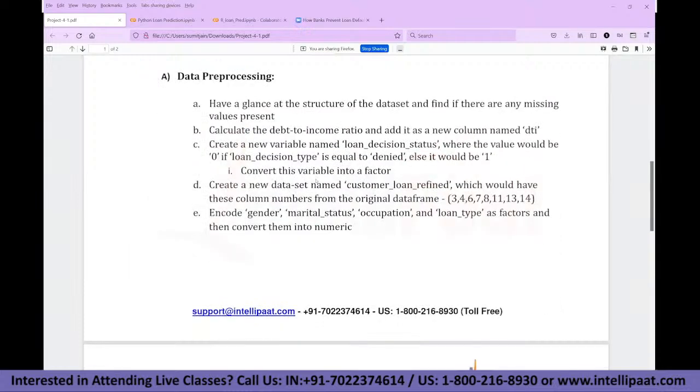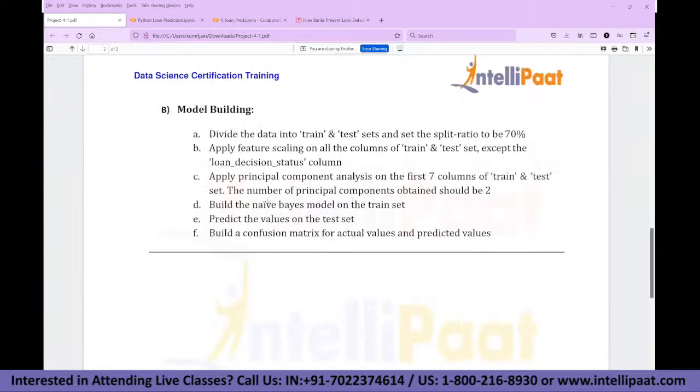Then creating a new variable, applying principal component analysis for 7 columns and a number of principal components. So basically, step C is specific to one approach. We'll also look at that approach in R. This particular approach is applying an unsupervised learning algorithm called principal component analysis on some of the columns of the train and test set, and using PCA, we'll be able to get some principal components, say 2, and then use those as an input to our machine learning model, called the naive Bayes model, on the training set of that particular model.